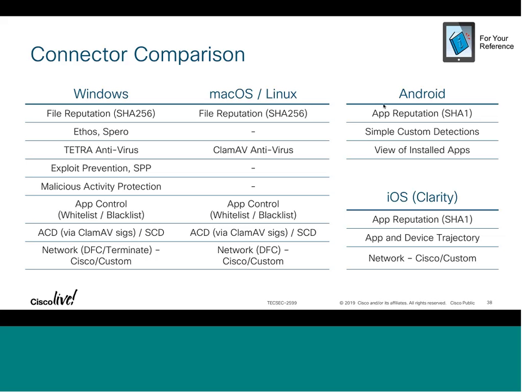For completeness, we'll note that on the Android side, it's pretty much a reputation check at install time only. And on the iOS Clarity side, then you have the app lookups, device and app trajectory pieces, and then some enforcement that is possible there as well.